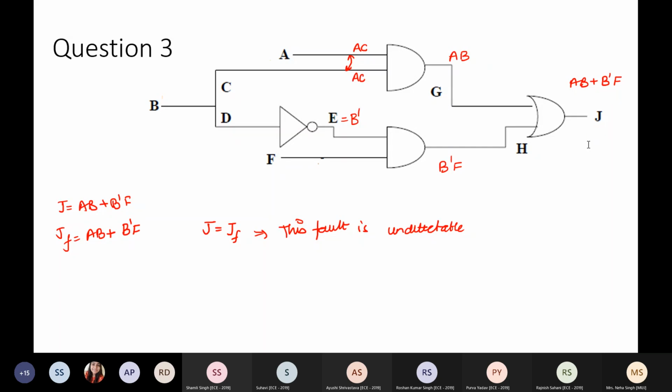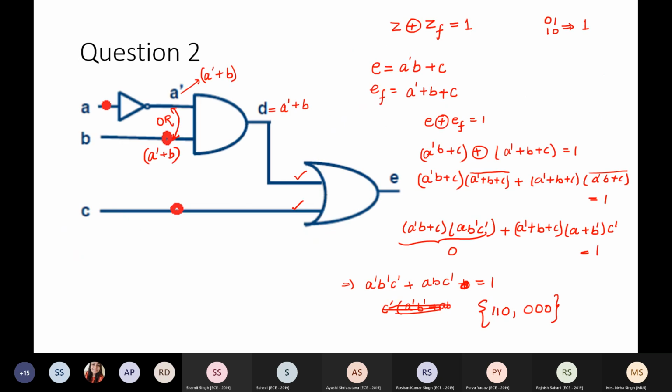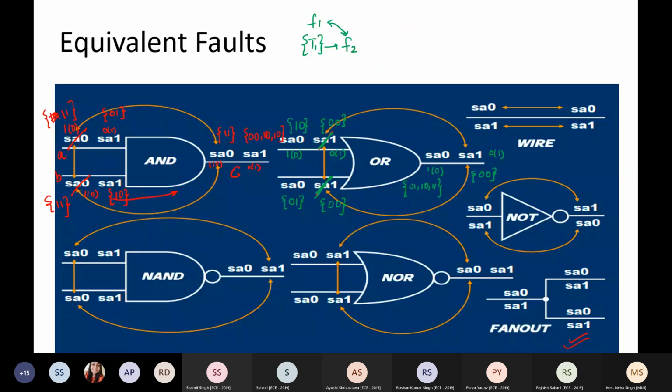Quickly looking at the last question, you are required to find the collapsed fault list. The circuit consists of an AND gate, NOR gate and OR gate. Use the equivalent faults and dominant faults, and you can reduce the fault list. It is left to you as an exercise.